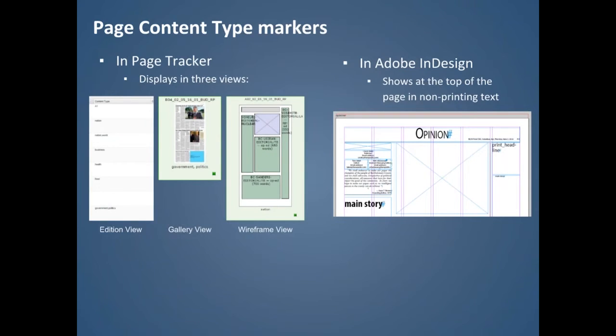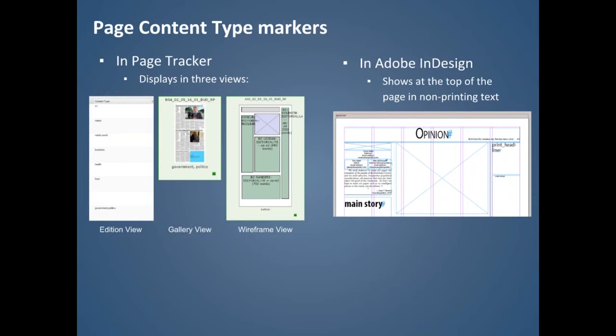It shows up in the gallery view as tags underneath the page. And it's kind of hard to read on that wireframe view, but it actually says that that particular page is a nation page. And then in Adobe InDesign, at the upper left-hand corner of the pages in InDesign, if we know what that page type is, then we'll throw a little non-printing word up there with the list of page types for that particular page. So next slide.